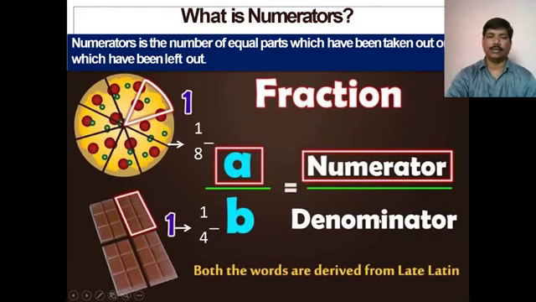The total parts of that object are known as the denominator. As you are seeing here, in this pizza the total parts are 8 and the taken out part is 1. So the total part 8 is the denominator and the taken part 1 is the numerator. In this chocolate, the total parts are 4. This total 4 is the denominator and the taken part 1 is the numerator. Both these words are derived from Latin.